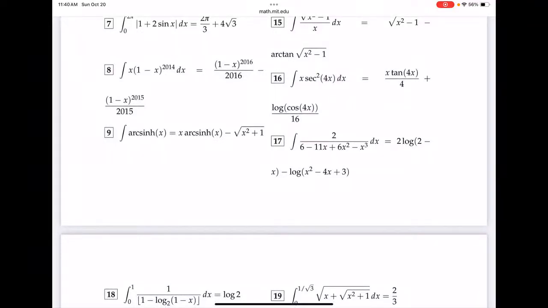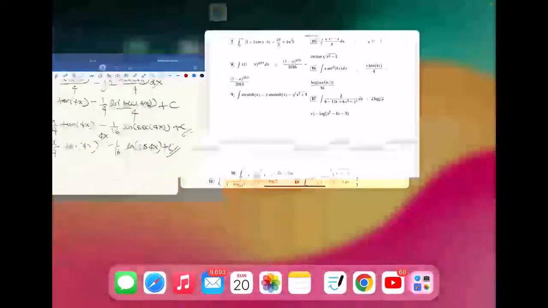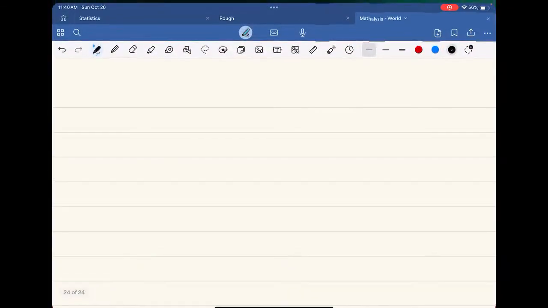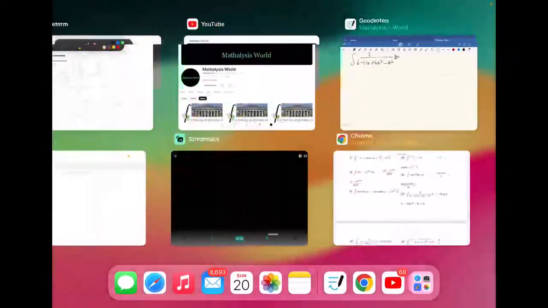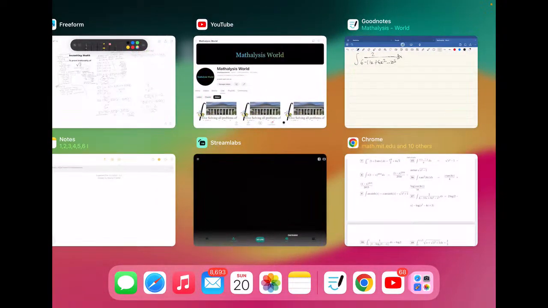Whew, the next one seems to be complicated, but I don't really think that they will again give a complicated problem. Okay, so let's try to solve this one. Next is integral of 2 divided by 6 minus 11x plus 6x square minus x cube dx, right?